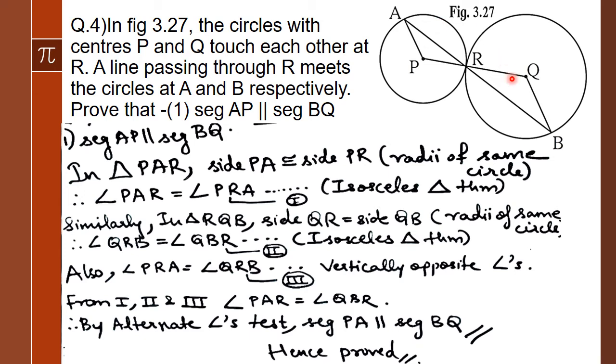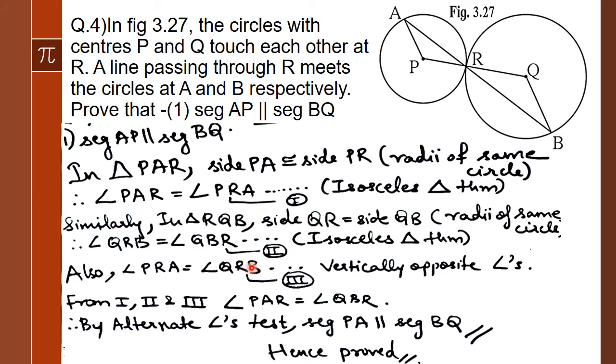Similarly, the same thing you can apply to triangle BQR or RQB. Since QR and QB are radii of the same circle, they are congruent sides of the triangle. That means this triangle is also an isosceles triangle and hence angle QRB is equal to angle QBR by the isosceles triangle theorem. So mark these two as point 1 and point 2.